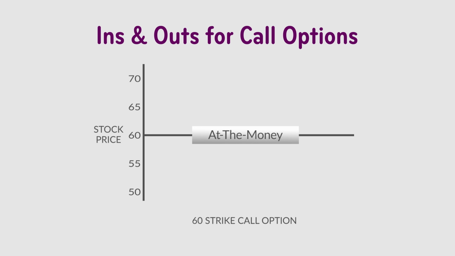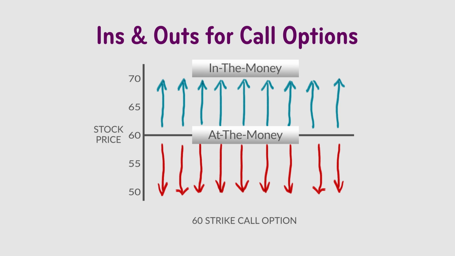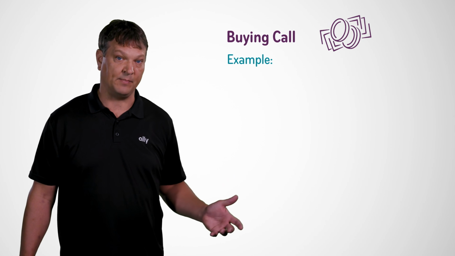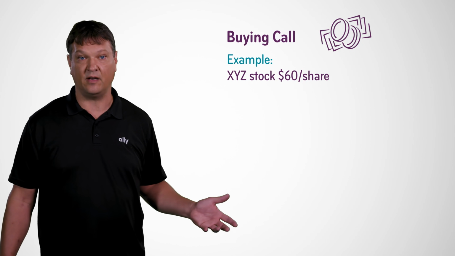It's fairly intuitive. As the stock price starts going up, guess what happens to the 60 strike call? It becomes in the money. And if the stock starts going down, guess what happens to the call? It becomes out of the money. Now let's look at an actual example. We have XYZ, which is a fake stock. It's trading at $60 a share.